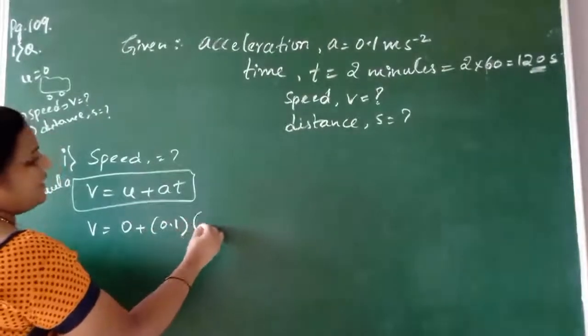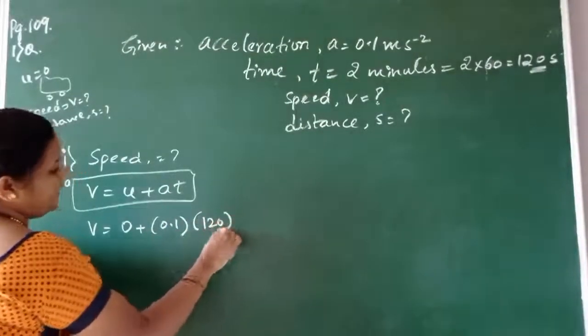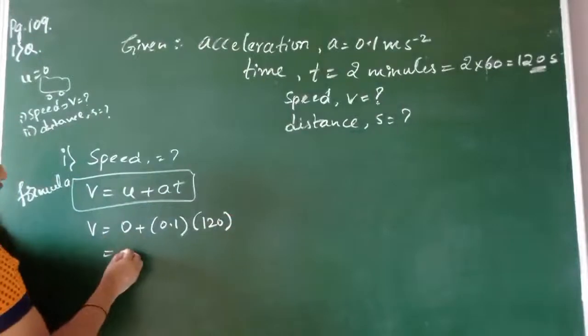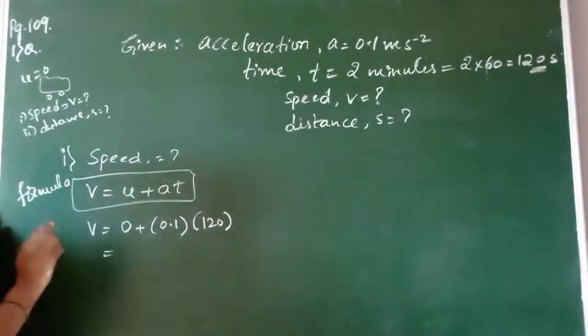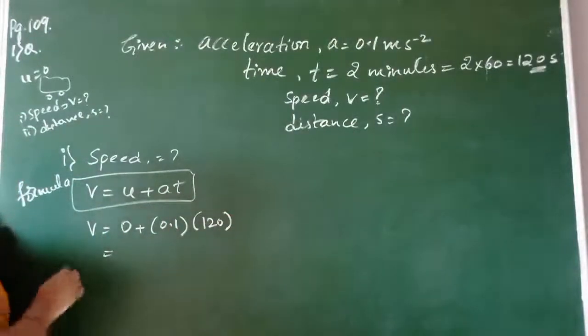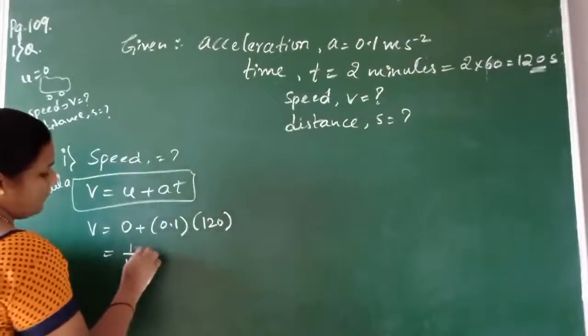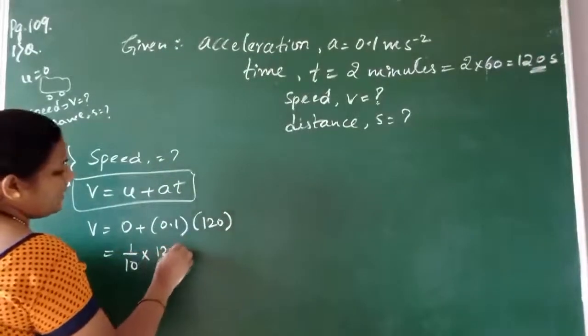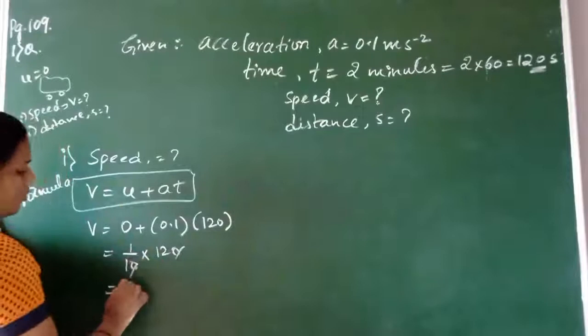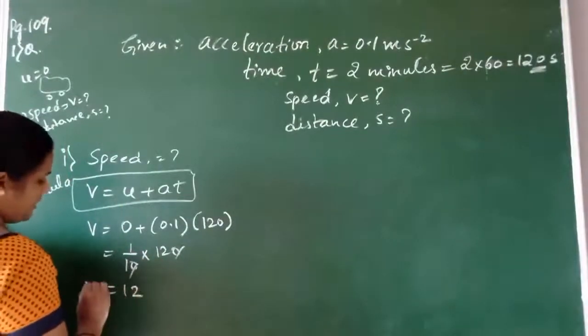Now substitute the U value 0, plus the A value, which is 0.1. Then T is 120, isn't it? So 0.1 can be written as 1 divided by 10, multiplied by 120. The 0s get cancelled. What is left? 12.